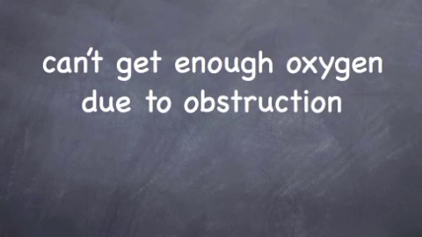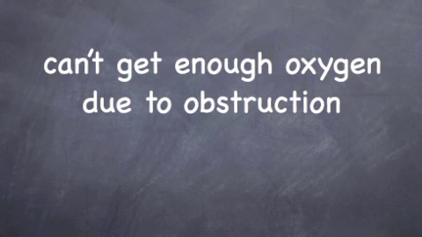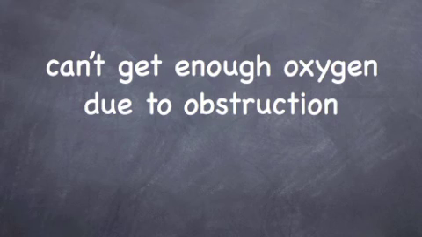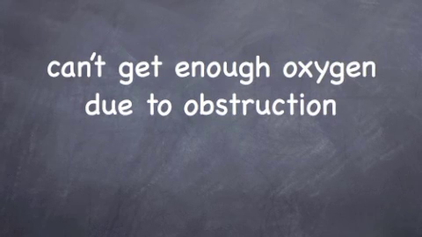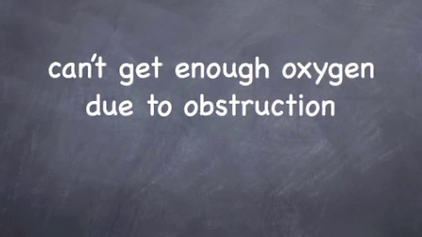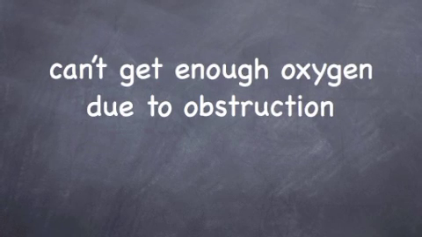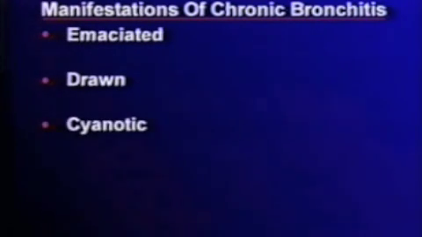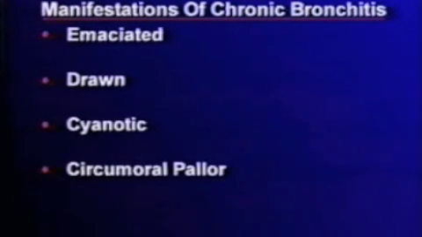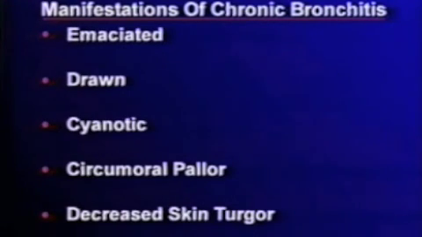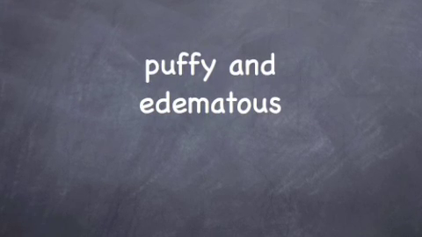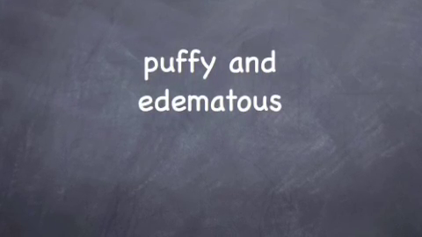I want to talk for just a minute about what that client looks like, because I think if you get that mental picture in your mind, it will be very easy for you to determine the difference between these two disorders. A client who has chronic bronchitis, if you were to look at them from the waist up, looks almost emaciated. They're very drawn, they're cyanotic, they have circumoral pallor, and their skin turgor is decreased. But if you were to look at them from the waist down, they almost look puffy. I always call it the Pillsbury Doughboy look because they look doughy.